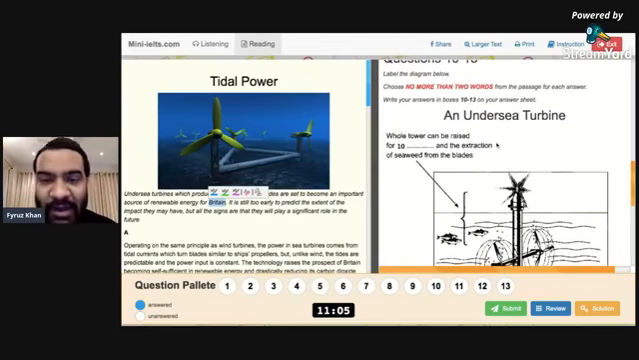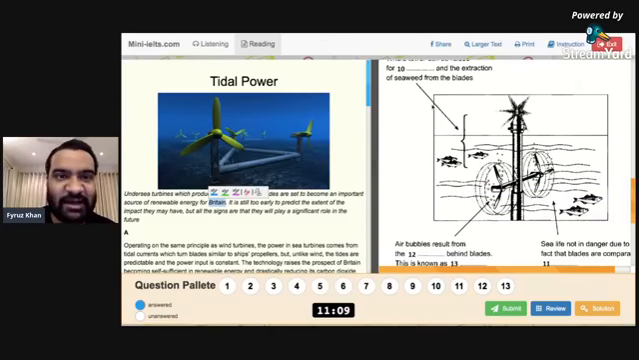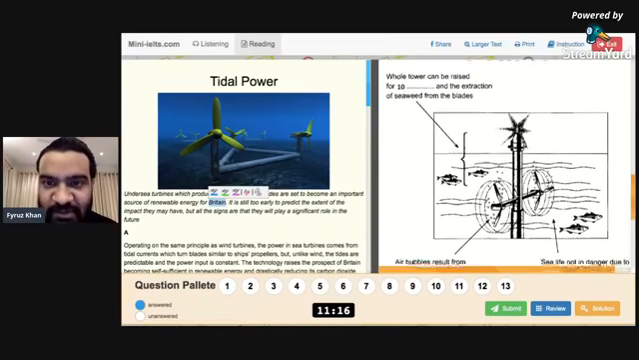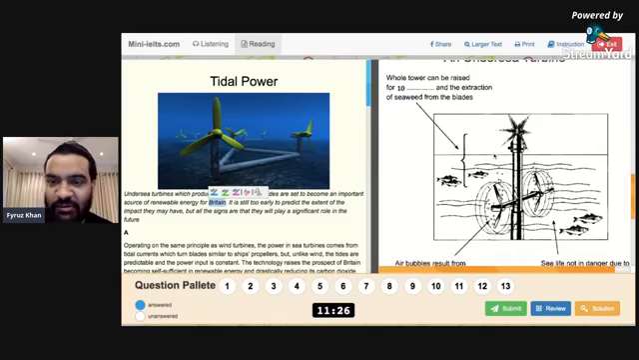And there you go, an undersea turbine. So this is a diagram. A diagram question will be like this. A diagram will be given and there will be numbered blanks. See, 10. Whole tower can be raised for dash and the extraction of seaweed from the blades. You can see a diagram under the sea. Probably there's a turbine, there's a motor, and there's a system to produce hydroelectric power, right?